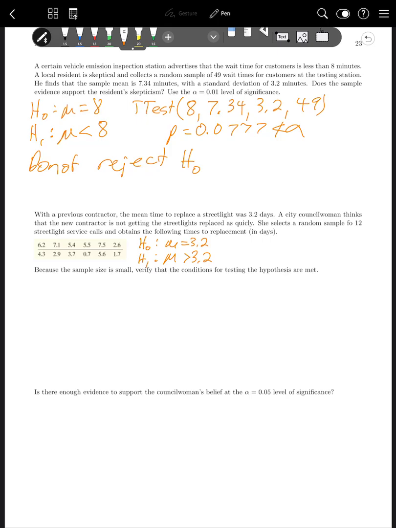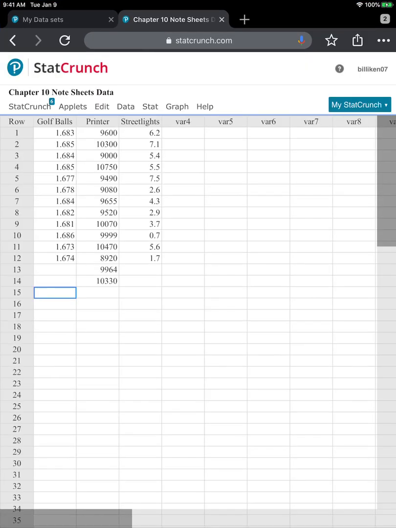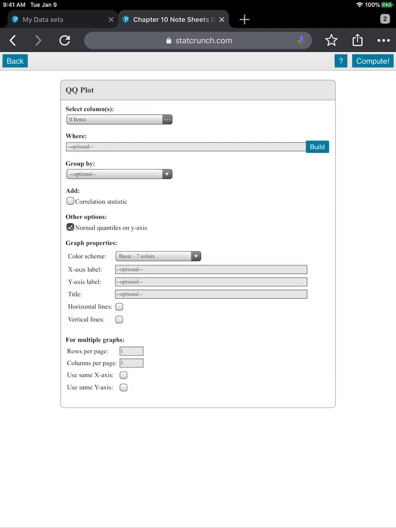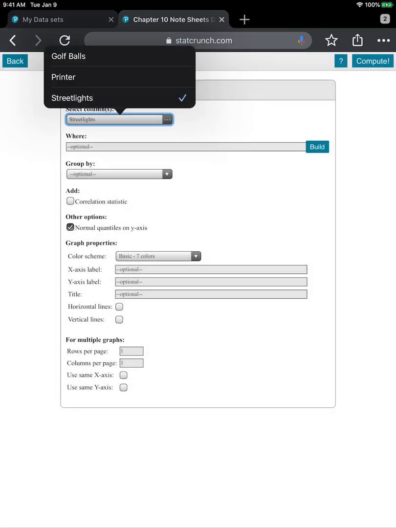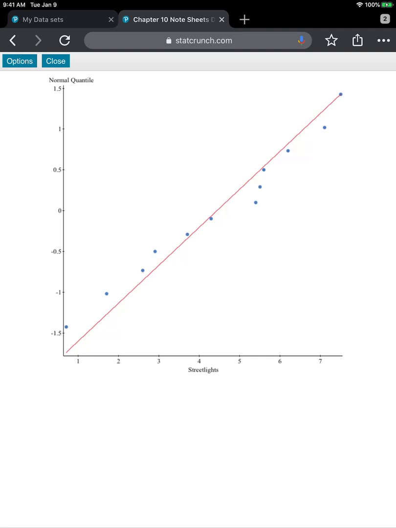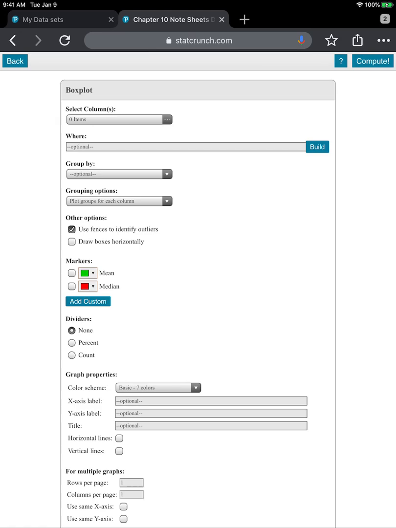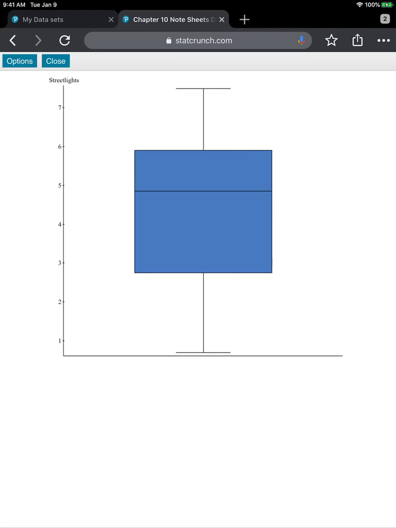So because this is data, I would highly recommend using StatCrunch again. I already have that data here in my StatCrunch. First thing I want to do is make sure that I can do the test. So I want to hit Graph, do a QQ plot, normal quantiles on the y-axis. Sorry, I forgot to select streetlights up in Select Column. Hit Compute, and that's approximately linear, so that's good. And then we want to do a box plot for streetlights. We compute, and there's no outliers. There's no dots beyond the whiskers, so that's good.